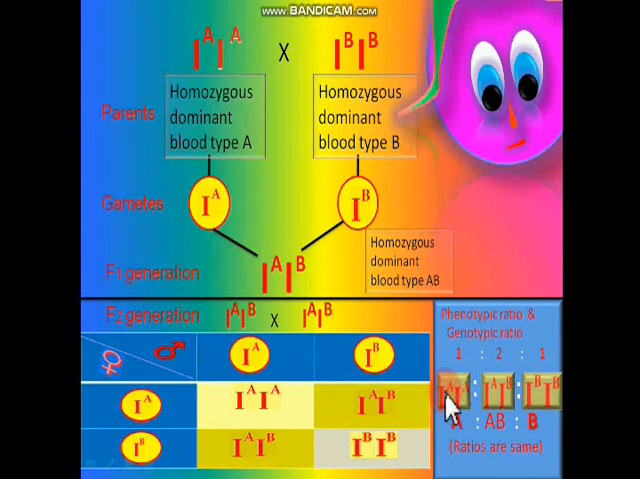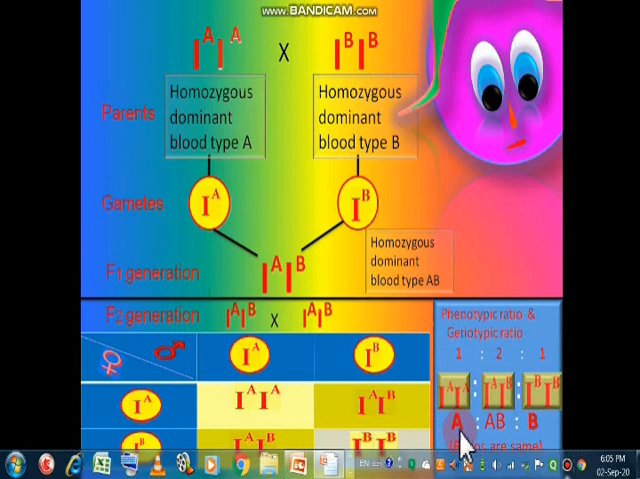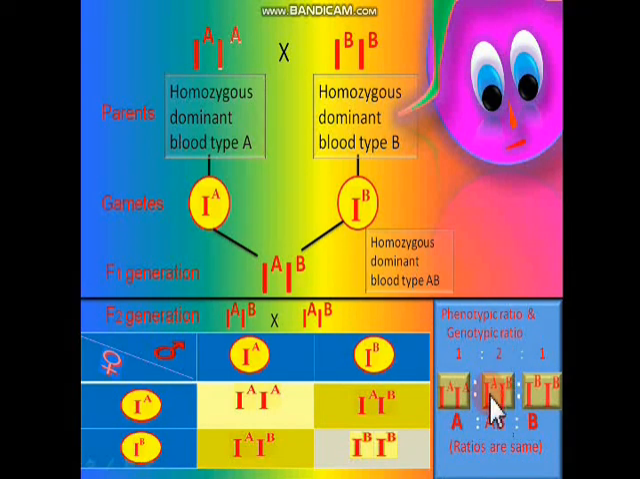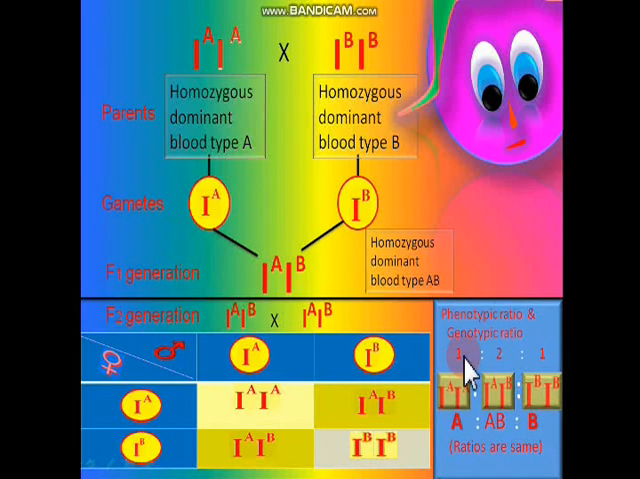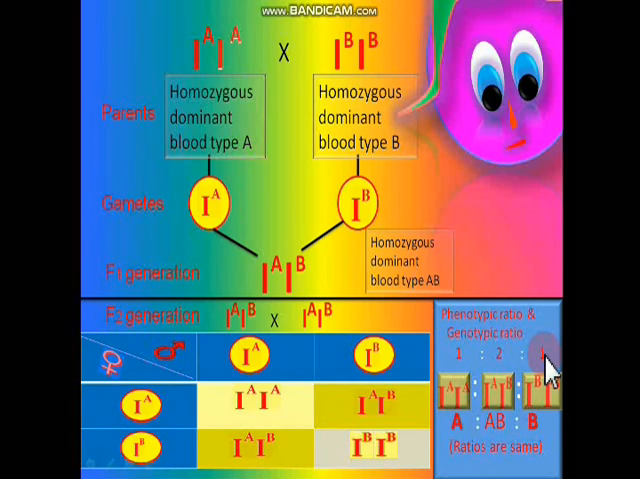So we have one IAIA, that means blood type A. Two IAIB means blood type AB. Here one IBIB means blood type B. So the phenotypic and genotypic ratios are the same, 1:2:1.